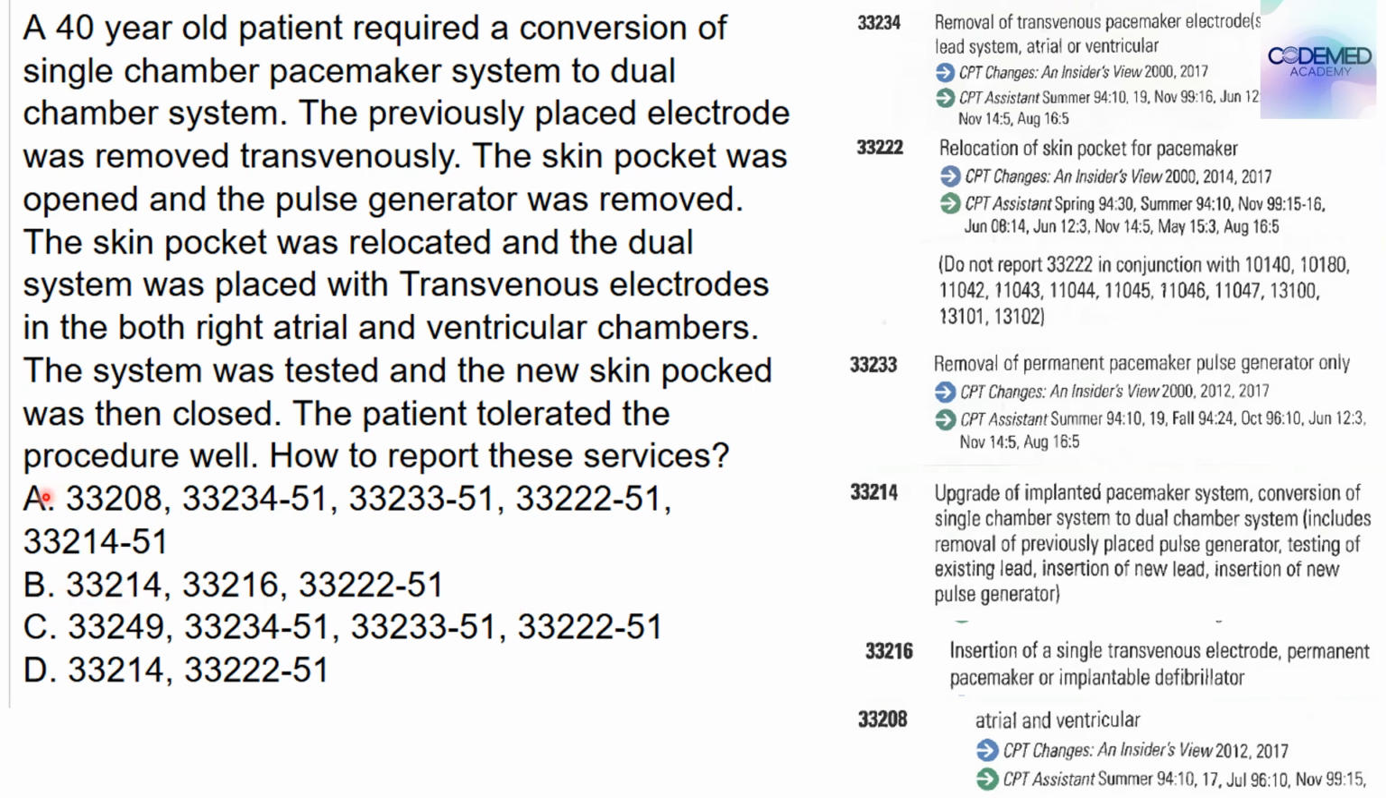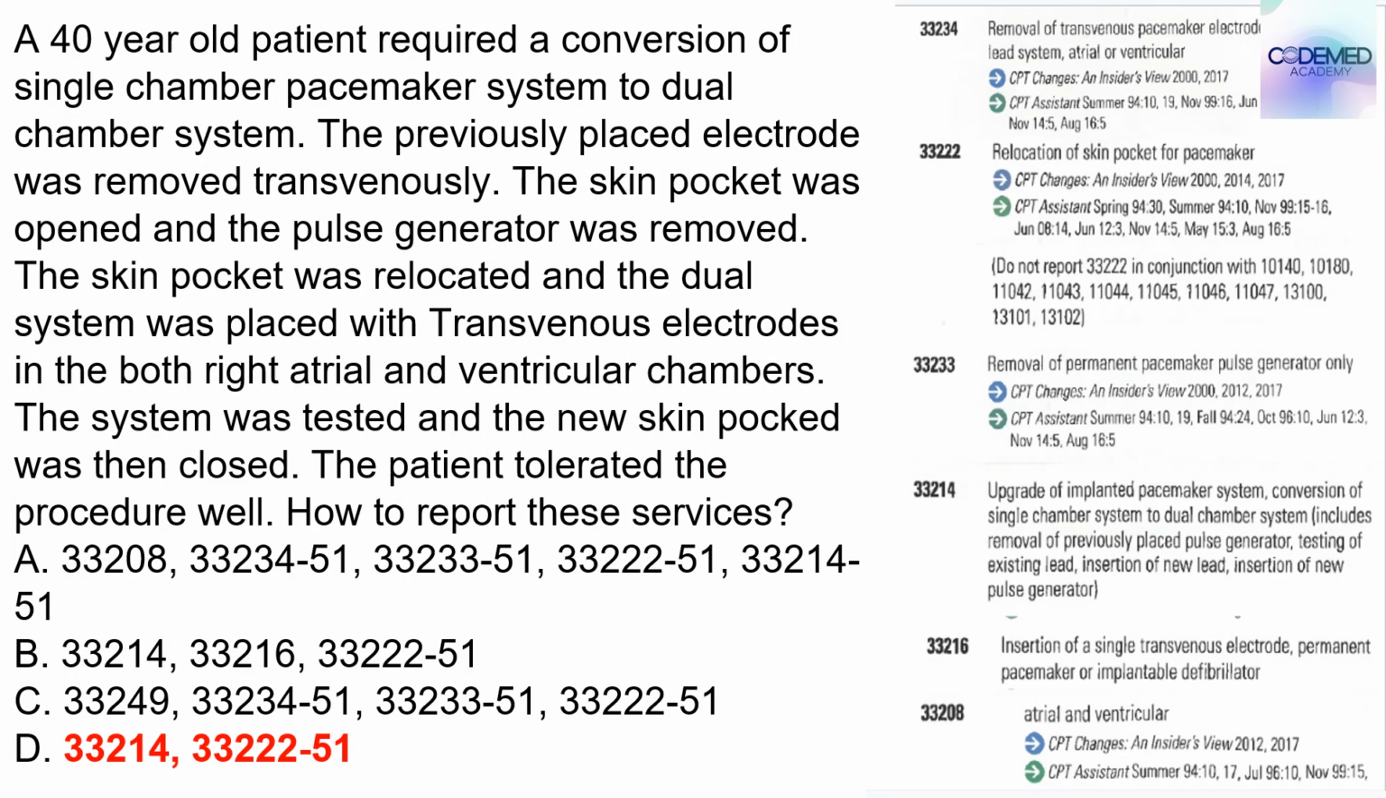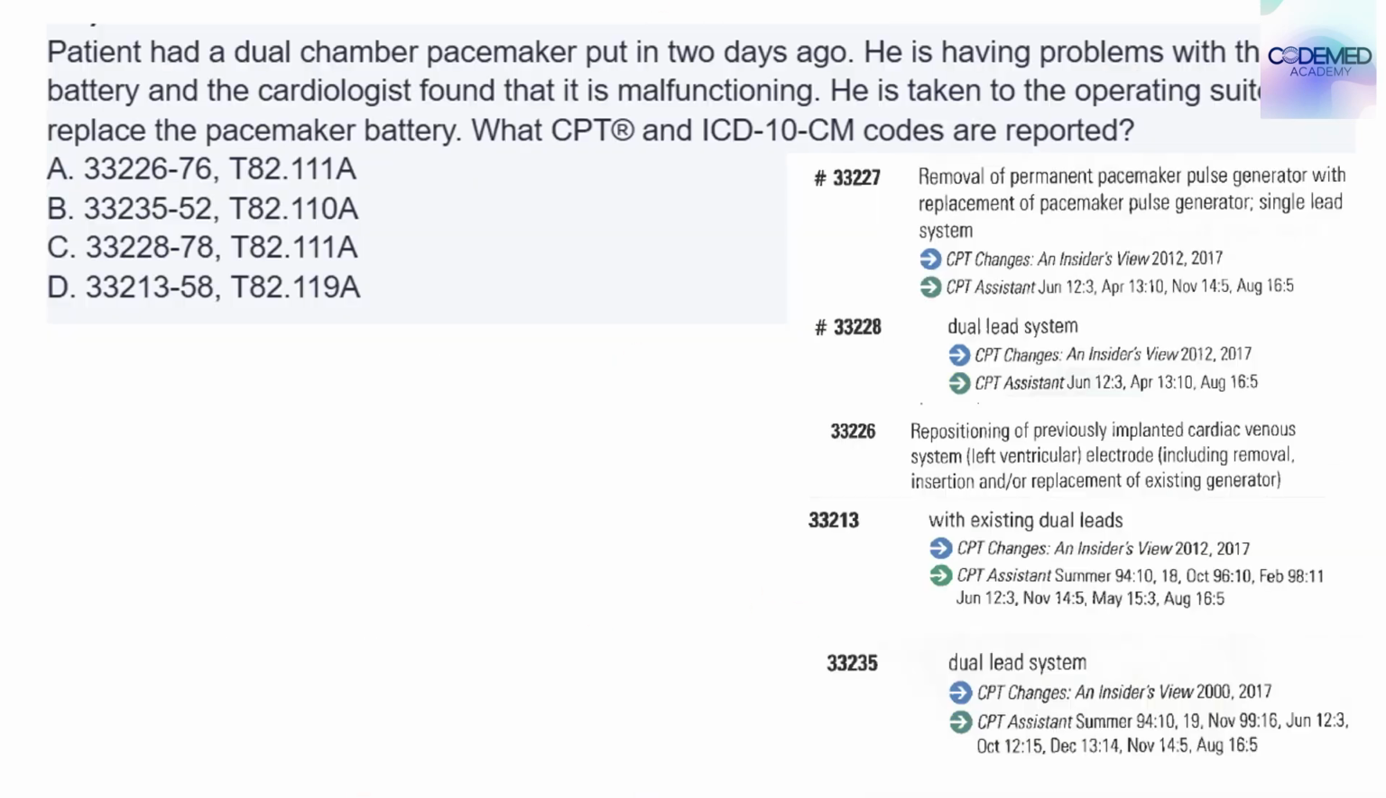Now in between A and D. So let us see what's our answer. Yes, so the answer is D. This talks about the upgradation of the implantable pacemaker system, and 33222 is the relocation of the skin pocket for the pacemaker. And that has happened and that's why we will write the answer D. And 51 modifier is then for the additional procedure. This is the additional procedure that we have.